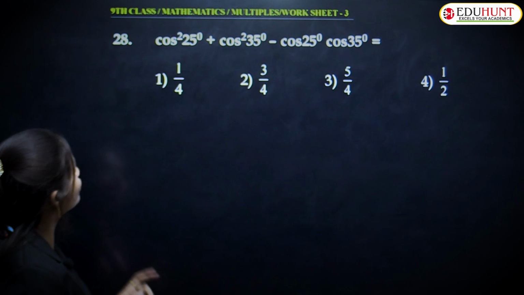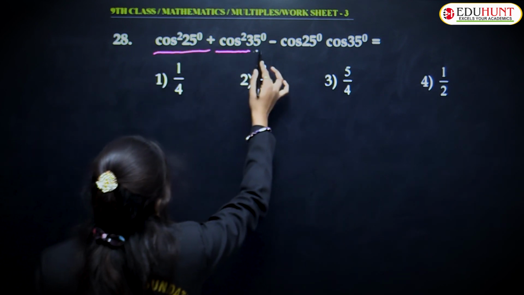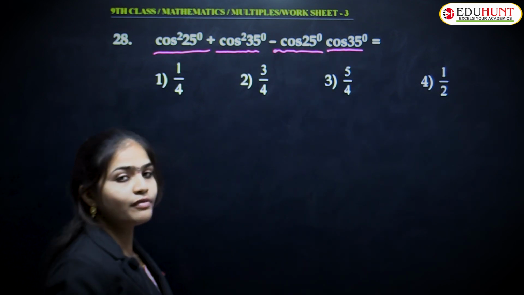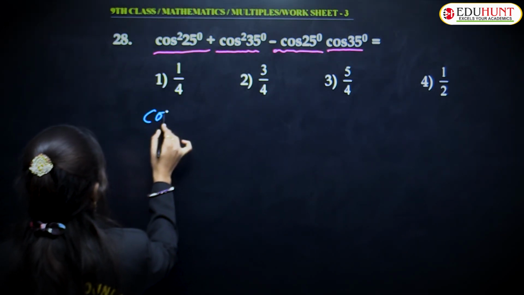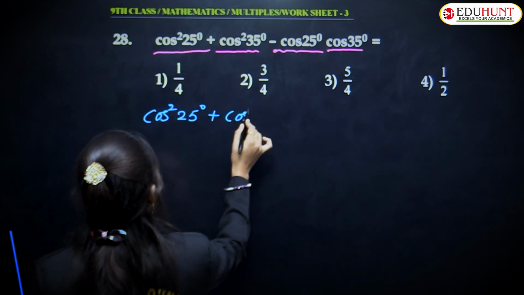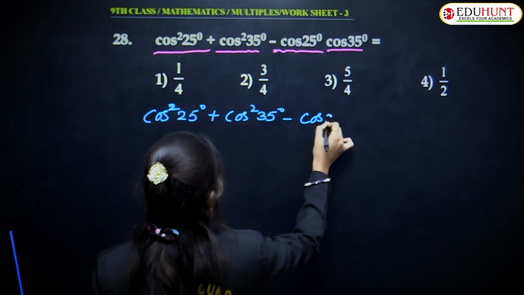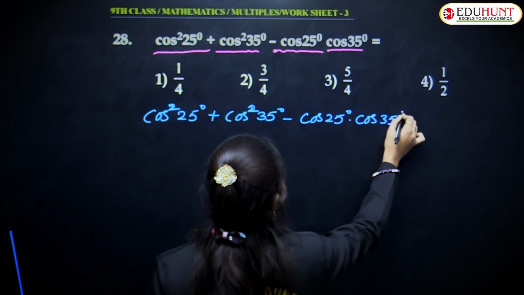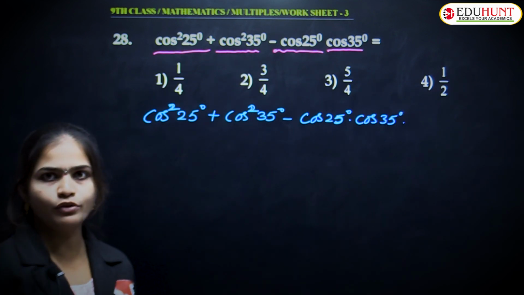Okay. So the 28th question, what they are asking here: cos square 25 degrees plus cos square 35 degrees minus cos 25 degrees into cos 35 degrees. So that value we need to find out. So cos square 25 degrees plus cos square 35 degrees minus cos 25 degrees cos 35 degrees. So this value we need to find out.